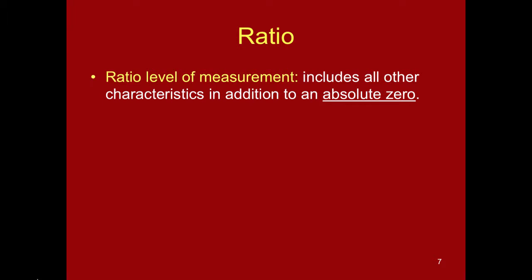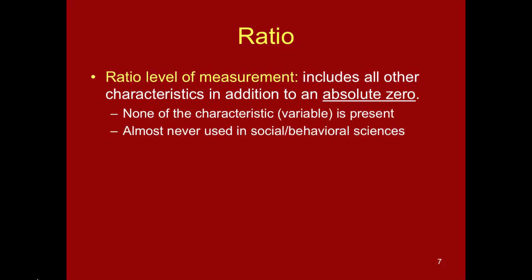Lastly, we have the highest and most precise level of measurement. The ratio level of measurement includes all other characteristics from the nominal, ordinal, and interval levels, but in addition also includes an absolute zero. This means that there is absolutely no amount of a trait or characteristic present.